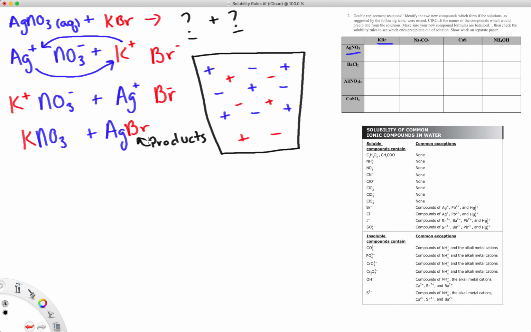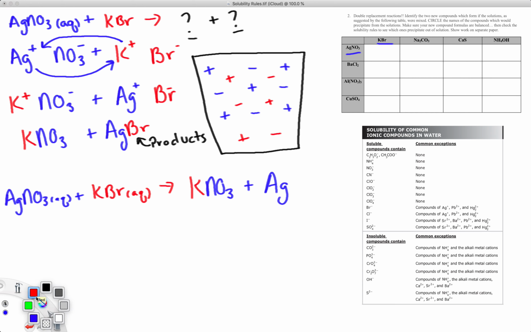Now I'm going to write out this whole formula again into one big chemical equation. So I've got AgNO3 aqueous plus potassium bromide aqueous, and that's going to yield potassium nitrate and silver bromide.